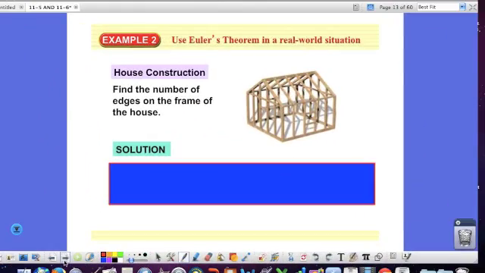So we're going to use the number of faces, edges, and vertices to see if this works. So the number of the faces plus the vertices should equal the number of edges plus 2. So the faces on this, 1, 2, so there's 2 that are that shape, 3, 4, 5.